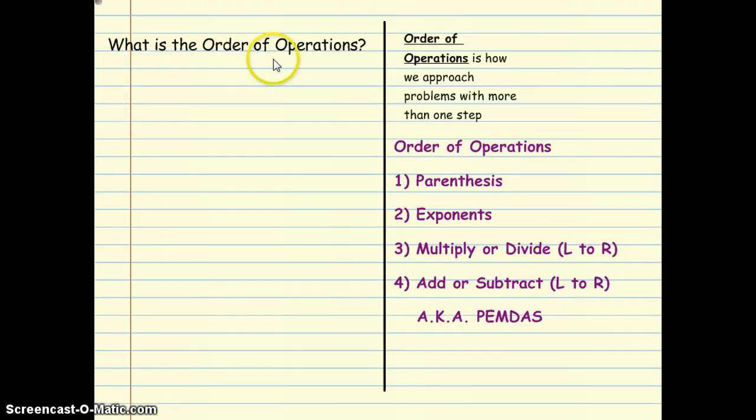What is the order of operations? The order of operations is how we approach problems with more than one step. First, we do anything in parentheses. Then, we do anything that has exponents. Then we do multiplication or division. If you have both, you go left to right. Then we do addition or subtraction. And again, if you have both, you go left to right. This is also known as PEMDAS.